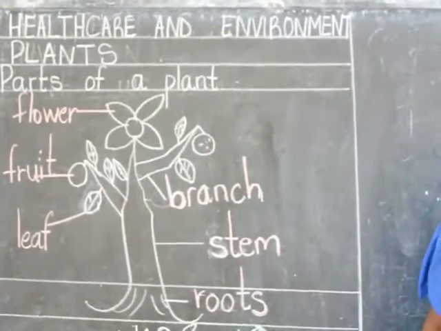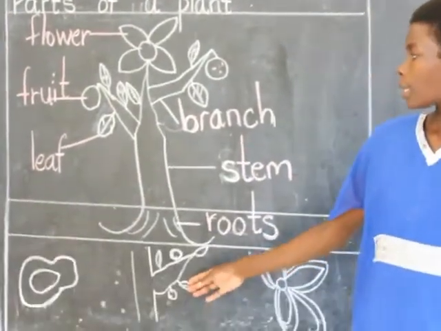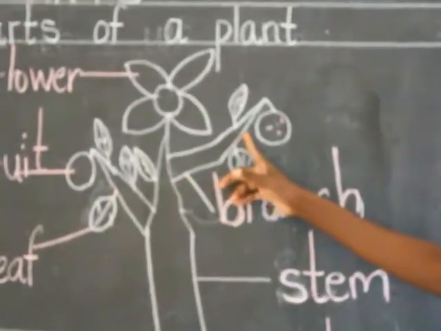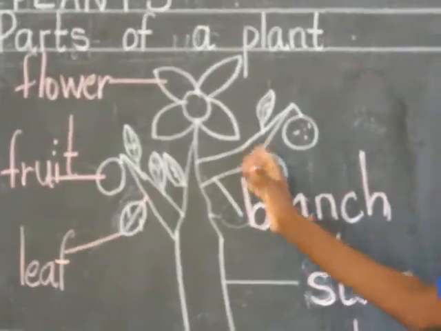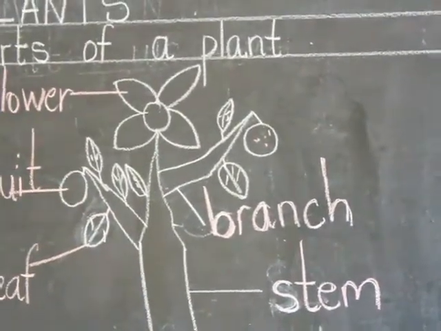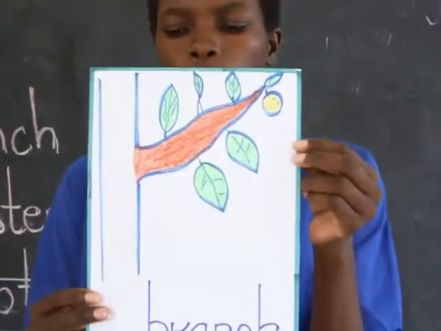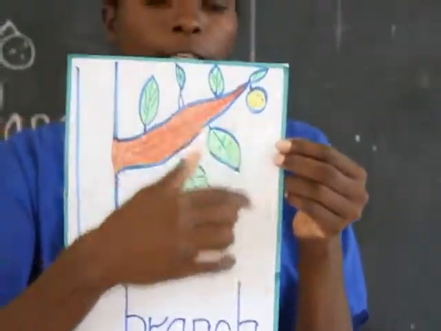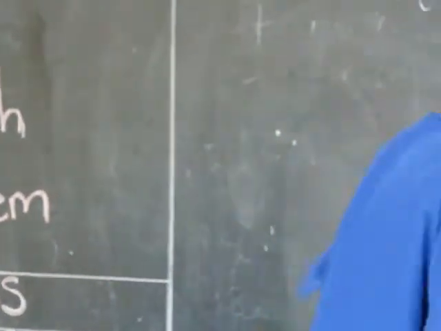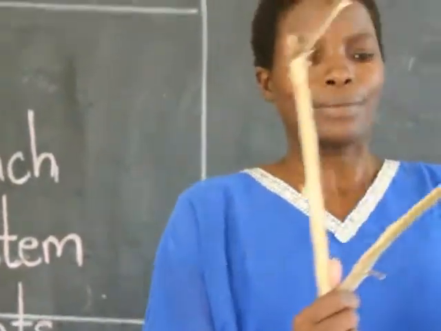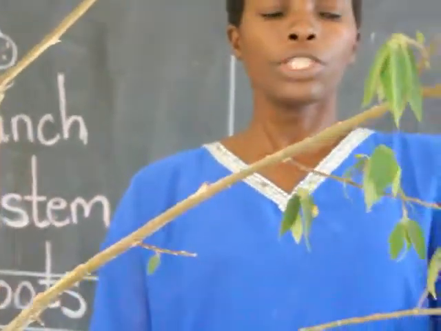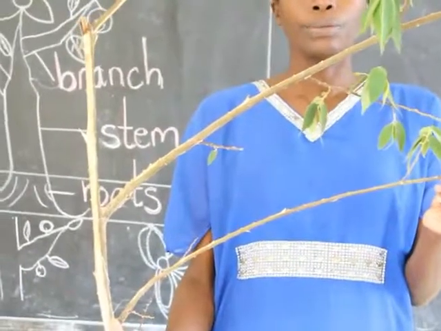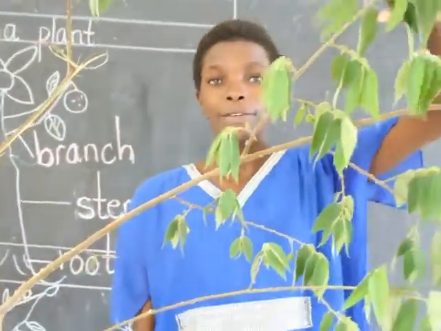Let us see another part of the plant. Another part of the plant is the branch. In our plant here, we have the branch here. It is branching from the stem. I'm going to show you a drawn picture of a branch. This is a drawn picture of a branch. You can see it is branching from the stem. So this is the branch, having the leaves and the fruit. Let me show you a branch. This is a branch. This is also another branch. A branch is mostly covered with the leaves and the fruits.